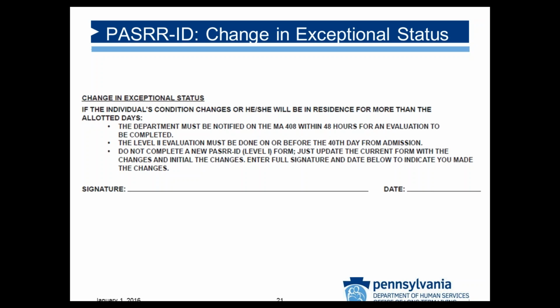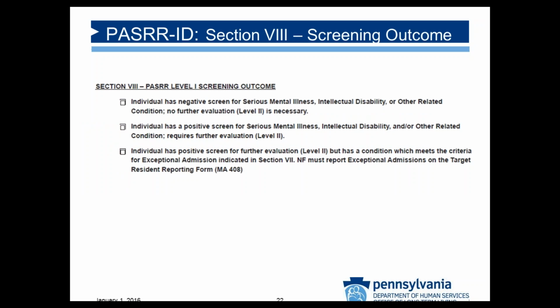And the signature there is the nursing facility staff signature. A lot of times the hospitals are messing that up and thinking the physician signs there. This signature line is for the hospital or for the nursing facility staff to indicate that a change in exceptional status occurred. And if they signed off on it, then you just sign off underneath it. Yeah, that's fine. So that's the exceptional admission process.